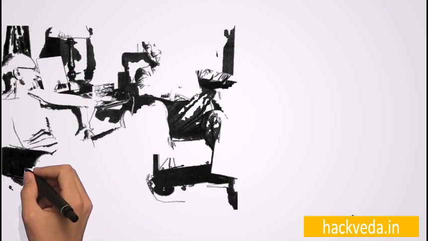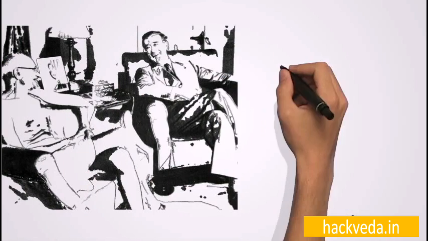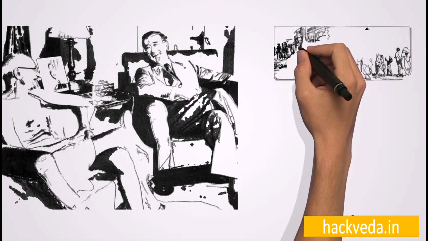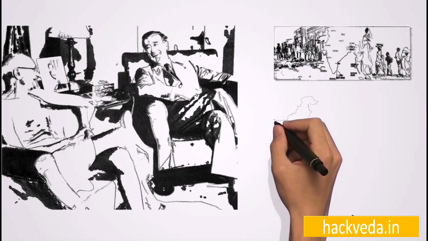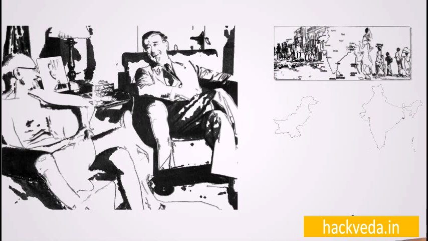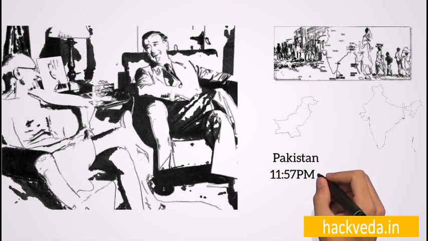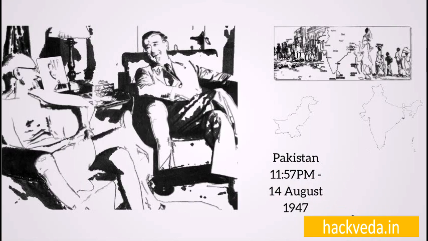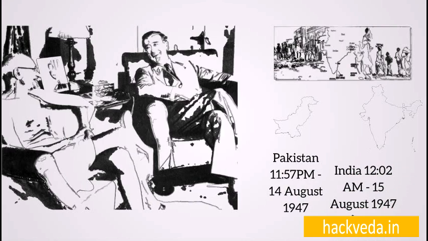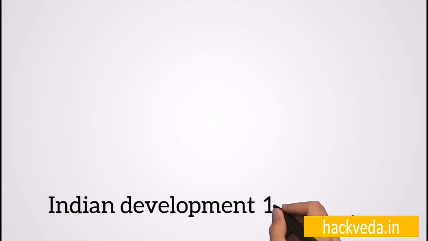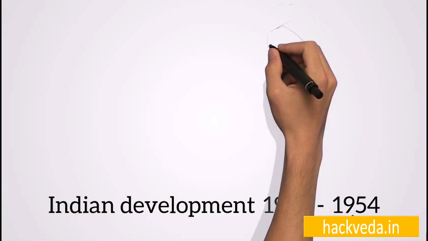After a long sacrifice of Indians, on 3 June 1947, Viscount Louis Mountbatten, the last British Governor General of India, announced the partitioning of British India into India and Pakistan. At 11:57 pm on 14 August 1947, Pakistan was declared a separate nation, and at 12:02 am, just after midnight, on 15 August 1947, India also became an independent nation. From 1947 to 2015, many independent people played an active role in the development of the motherland.